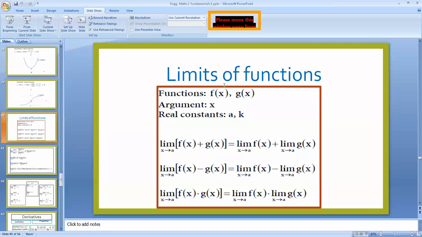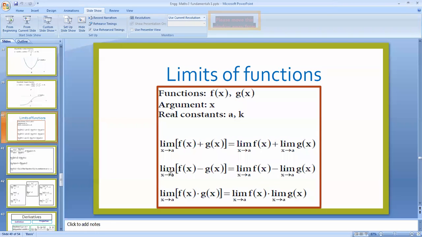See here. The functions are f of x and g of x, and the argument is x. A and k are real constants. So what are the results? Your formulas are in limits. The first formula is that limit of f of x plus g of x as x tends to a is nothing but limit of f of x as x tends to a plus limit of g of x as x tends to a. It means that the limit of a sum of functions is the sum of their limits.